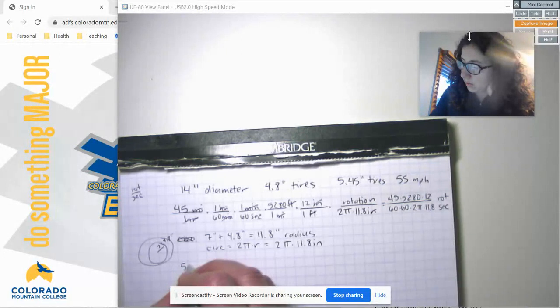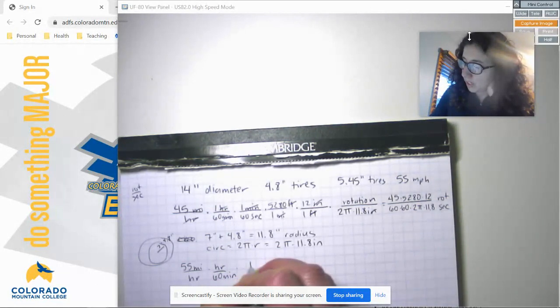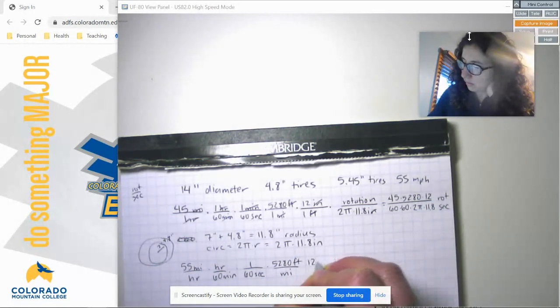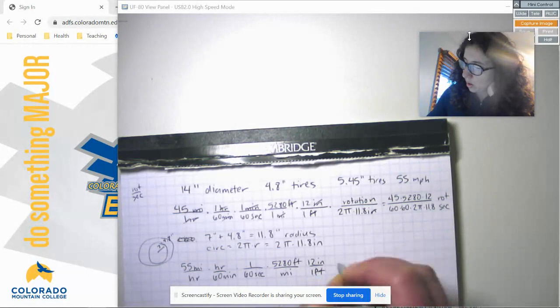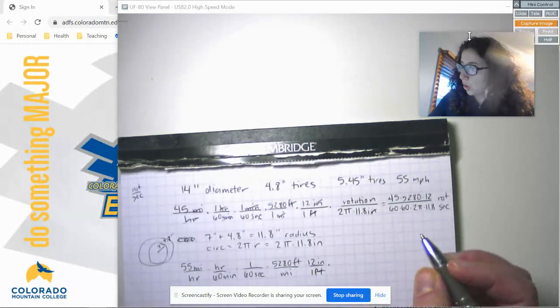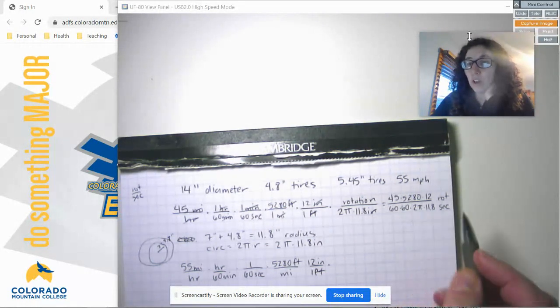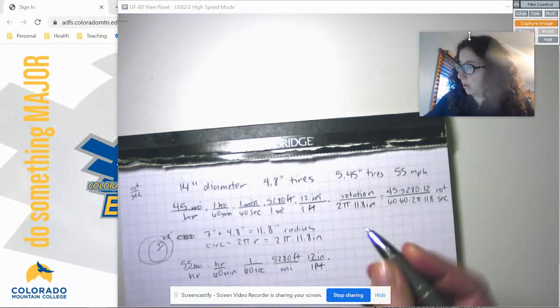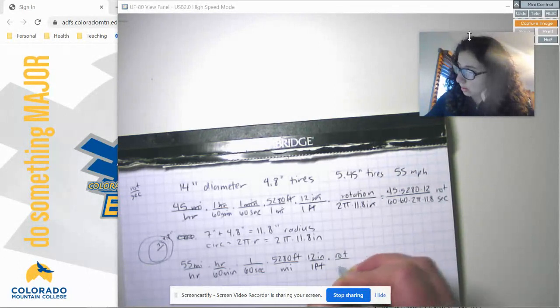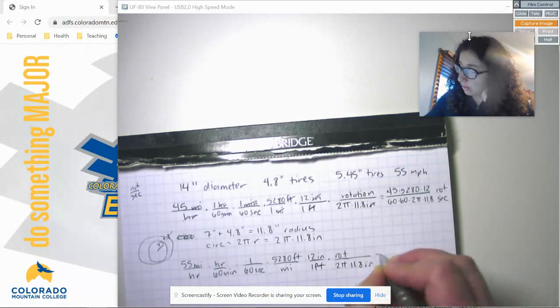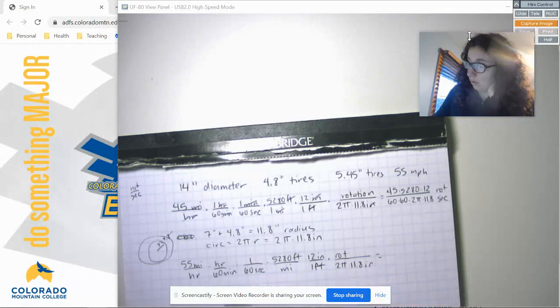Okay, well, 55 miles per hour. We're going to do this whole thing again. So my recommendation is to not put things in your calculator as you go, because it's pretty handy to be able to recreate our thought process. So what is our rotations per second if it measures that we're going 55 miles per hour? It thinks our tires are 12.8 inches.